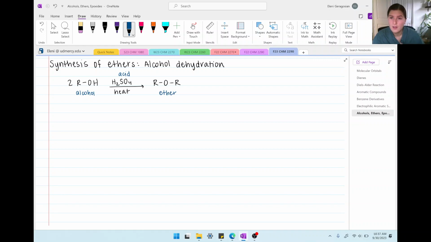Now, if we have 2 different alcohols present in an alcohol dehydration reaction to synthesize ethers, then it's possible that the 2 R groups on the ether will be different, and we'll look at that in an example. So this is the general synthesis, pretty simple here. Let's go through the mechanism with an example. We'll use 2 ethanols.